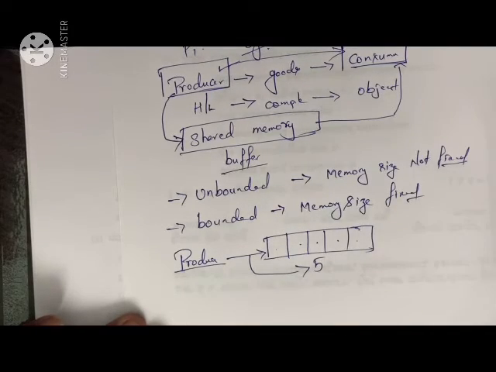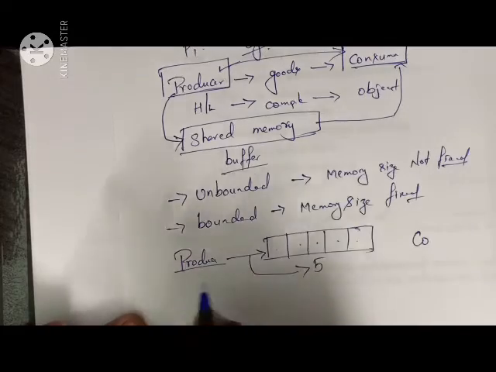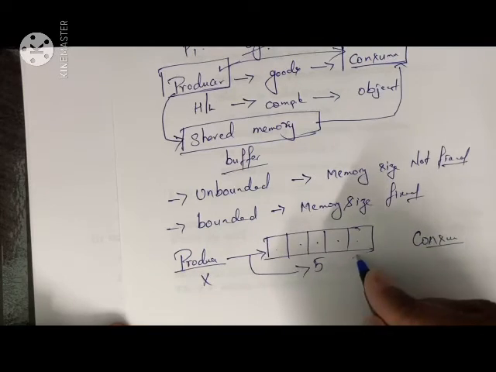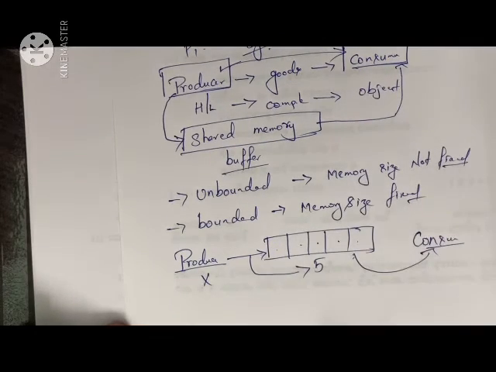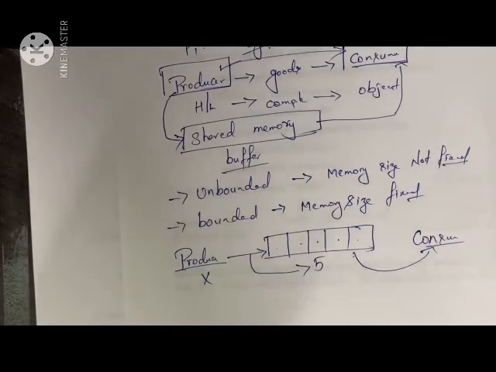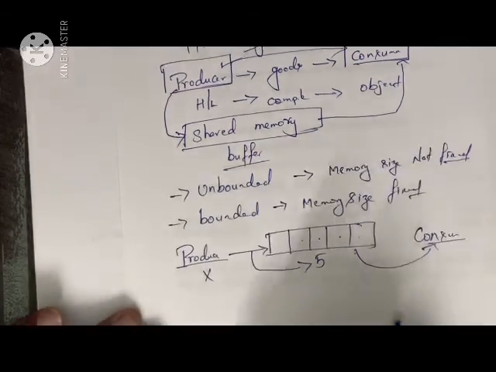I can store 5 values, and once the 5 values have been filled, the producer will be waiting until the consumer uses these values. This type of representation we will call a bounded buffer. It is just like we have discussed with a stack, so similar to that.